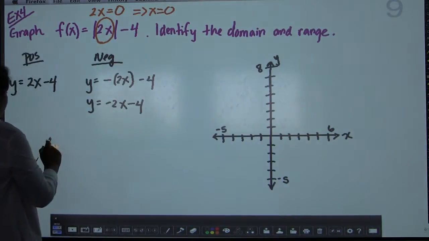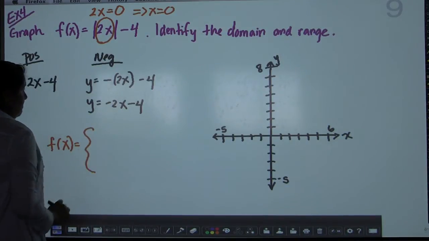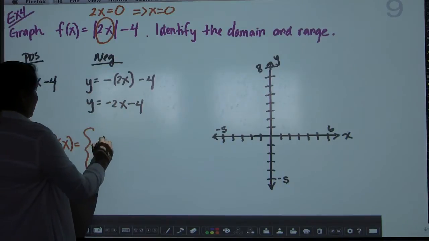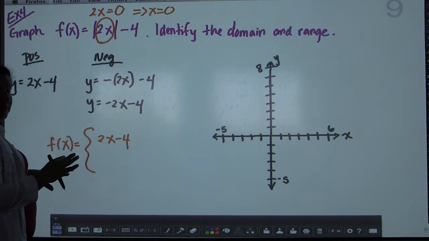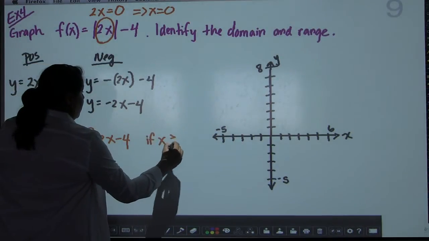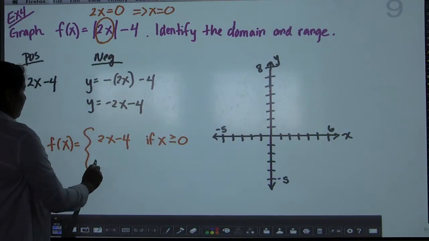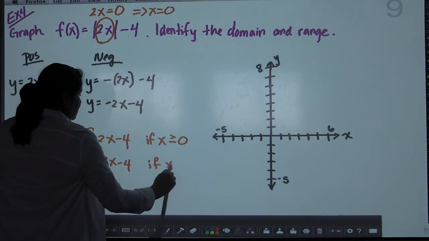So when I write the function, it's going to be f of x equals my two pieces, 2x minus 4. We're going to lump together the greater than 0 and the equal to 0. And so we're going to say if x is greater than or equal to 0. And then we're going to graph negative 2x minus 4 if x is less than 0.